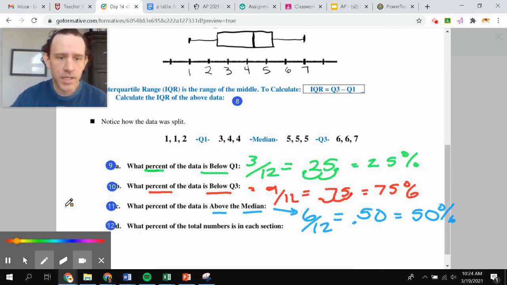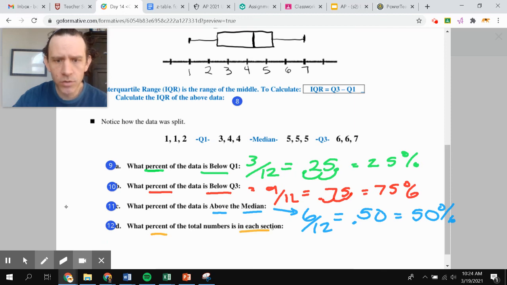Now, this last question is asking the percentage of all of my numbers that are in each section. So how many numbers are in each section? They're even, right? There's an even distribution. So there's 3 in the first section, 3 in the second, third section. They all have 3 numbers. So if I wanted to know the percent in each of these sections, really it's 3 over 12. And we already calculated that about the Q1. So each section has 25%.